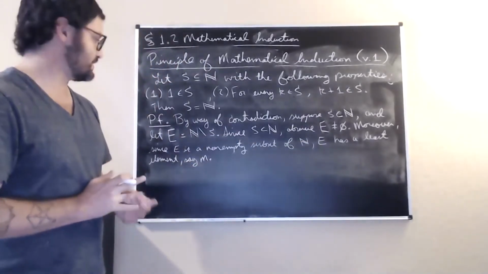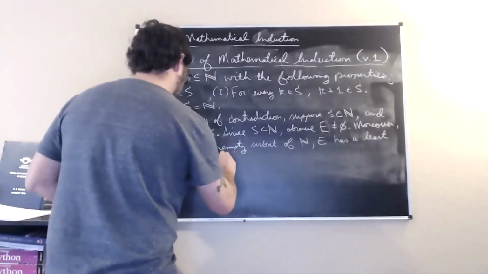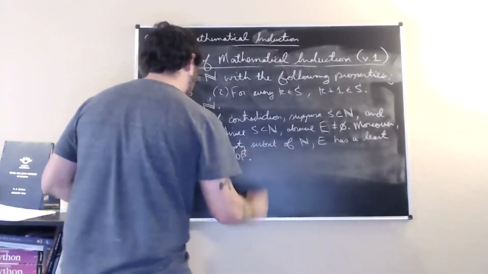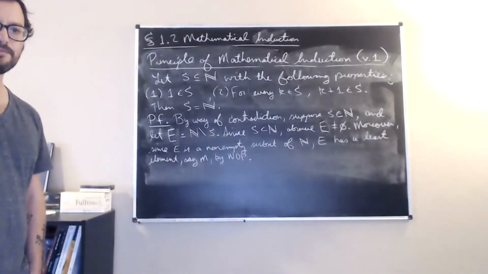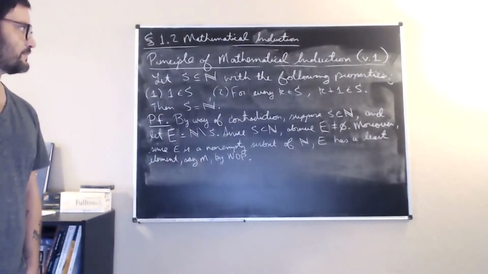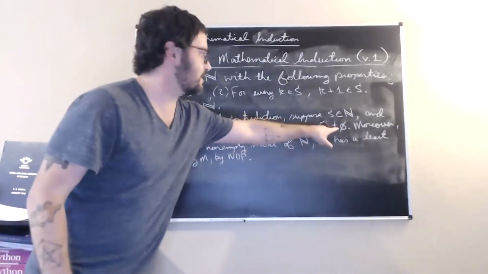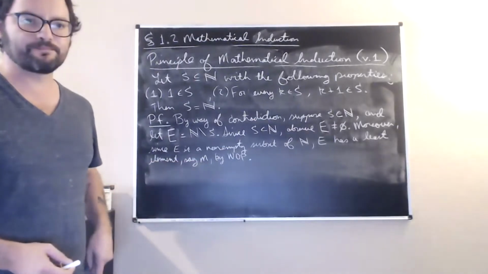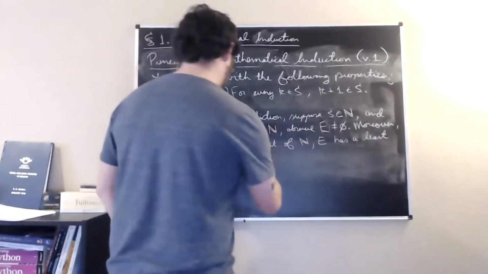Okay, and again, this is by the well-ordering principle. So every non-empty subset of naturals has a least element. We know that E is non-empty and a subset of naturals, so it has a least element. We call it M.